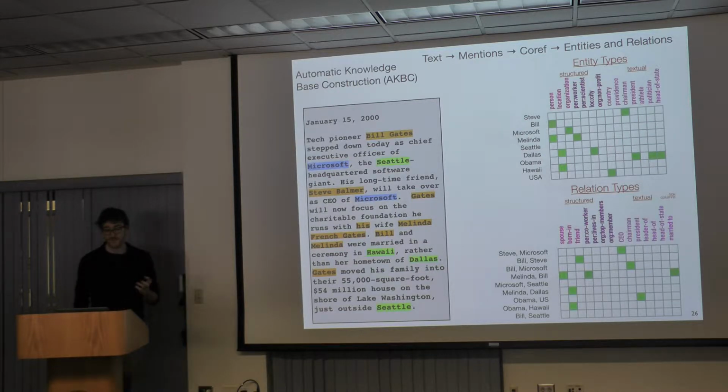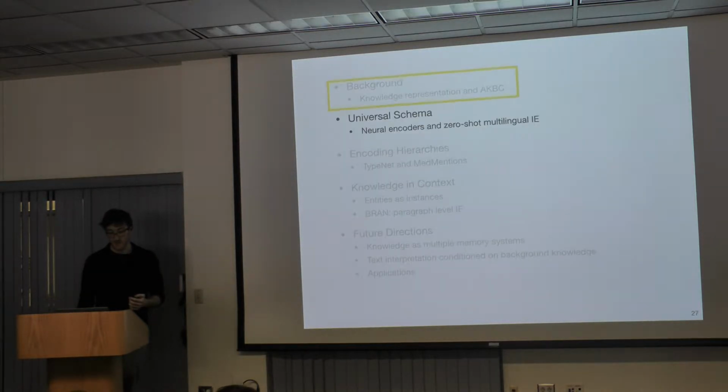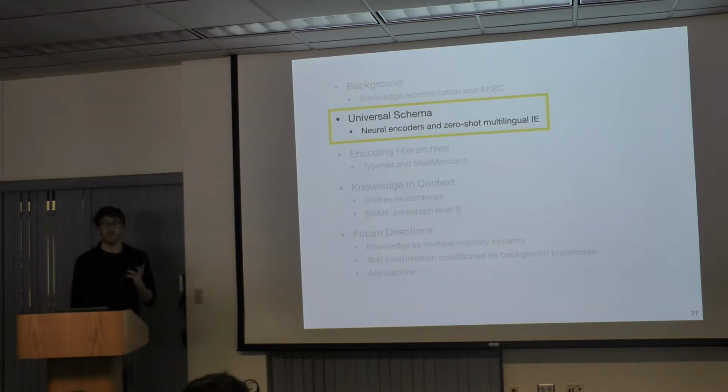But if we look at the text itself directly, we can instead find textual types that express a limitless amount of very fine-grained semantics. And jointly considering these structured and unstructured types together is what we call universal schema. So next I'm going to talk a bit more about the work I did on universal schema.